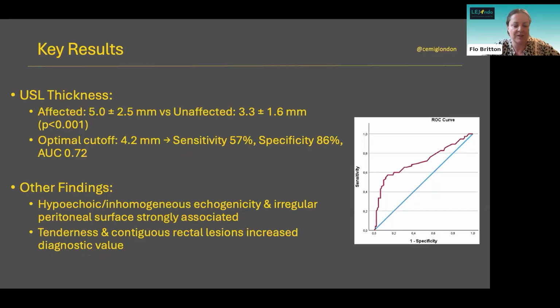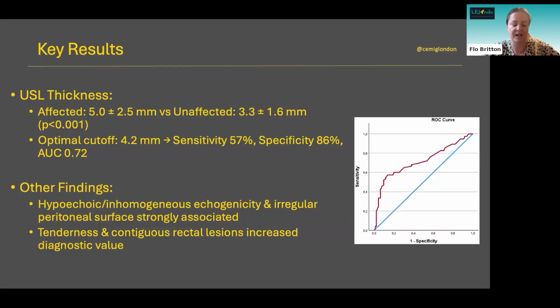So looking at the results, they were able to show that there was a statistically significant difference in USL thickness in those with endometriosis, measuring 5 millimeters, compared to those without USL disease, measuring 3.3 millimeters, with a p-value of 0.01. They then used an ROC curve to find the optimal cutoff for diagnosing USL endometriosis, and they calculated that depth to be 4.2 millimeters.